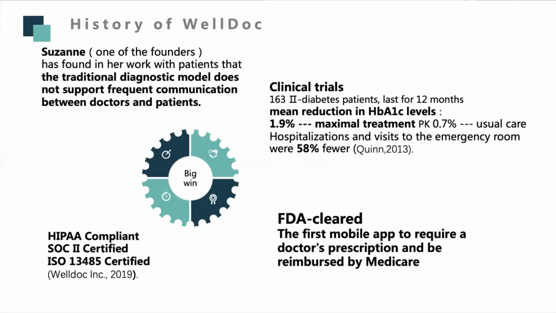The test results showed that for people with type 2 diabetes using the management application, after 12 months, hospitalizations and visits to the emergency room decreased by 58%. Finally, a new product, Bluestar, was launched in June 2013. Bluestar is the first mobile application approved by the FDA as a prescription drug for patients with type 2 diabetes. From now on, they have more certifications such as HIPAA compliance.